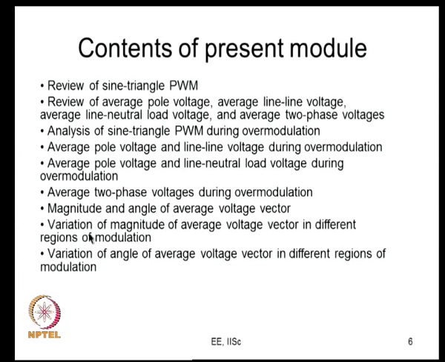So, we will look at how that magnitude varies, and that itself might vary differently in different regions of modulation. From sine triangle PWM, when you slightly go into overmodulation, it may be different. When you go deeper into overmodulation, closer to 6-step mode, it can be different. So, we will look at that. We will also look at how the angle of the average voltage vector varies in different regions. This would essentially give us an idea on what overmodulation is and how to deal with it, and this analysis in the space vector domain will give us enough inputs on how we can handle overmodulation when we are dealing with space vector modulated inverters.